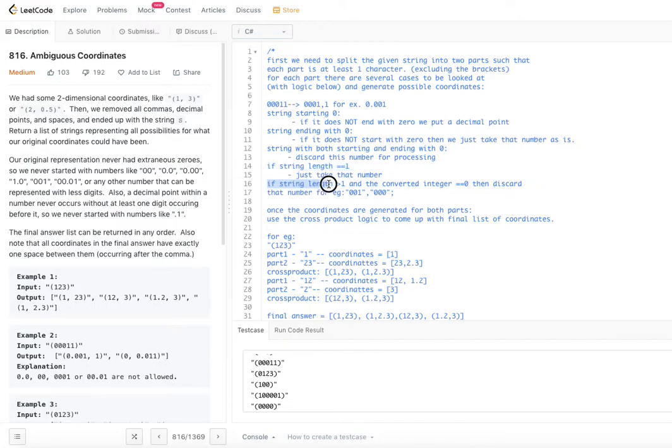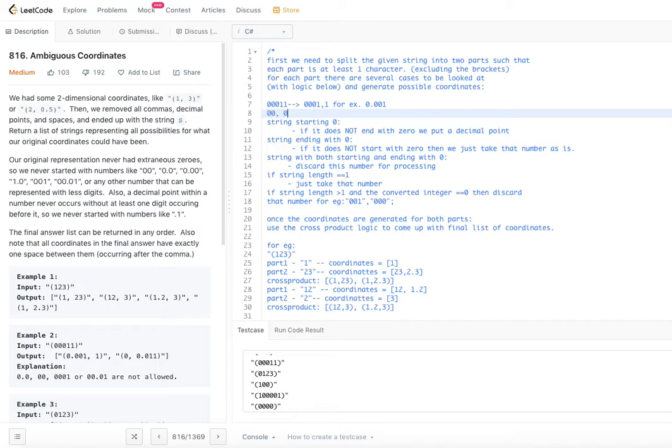If the string length is greater than 1 and the converted integer is equal to 0, for example there are 2 zeros, like 00011, then even though the string length is greater than 0, if you convert this to an integer it will be just 0, so discard this number. So there are never cases like 001000. Once the coordinates are generated for both parts, we will use the cross product logic to come up with a final list of coordinates.